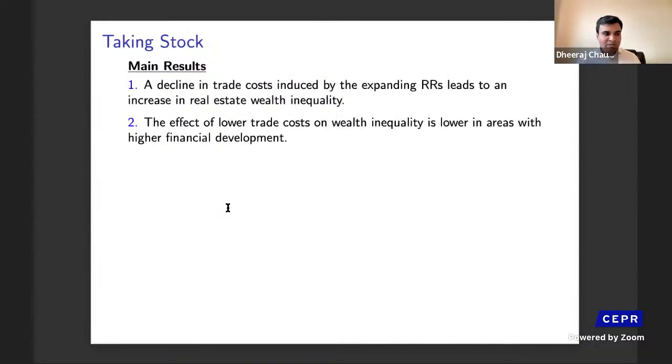So let me just summarize my empirical results. What do I find empirically? Empirically, I find that railroads reduce the cost of shipping goods significantly, and this decline in trade costs led to a considerable increase in real estate wealth inequality. And second, I also find that this increase in inequality is relatively less in areas where banks are better, or banks give out more loans, or there are more banks available.